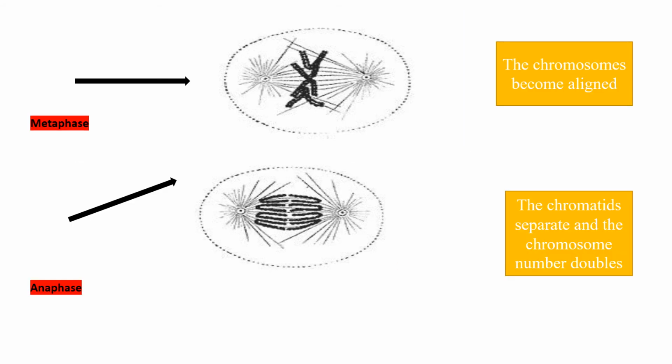Then comes metaphase. During metaphase, we see that the chromosomes have become aligned in the center of the cell. Then anaphase. Here the chromatids, that's the individual chromosomes, separate and the chromosome number doubles. So in this case, we're having a cell with 4 chromosomes. The chromatids have separated and we're now having 8 separate chromatids.